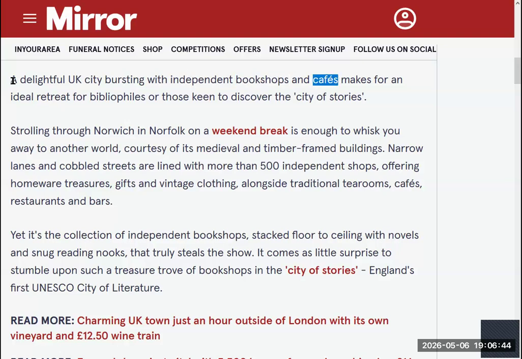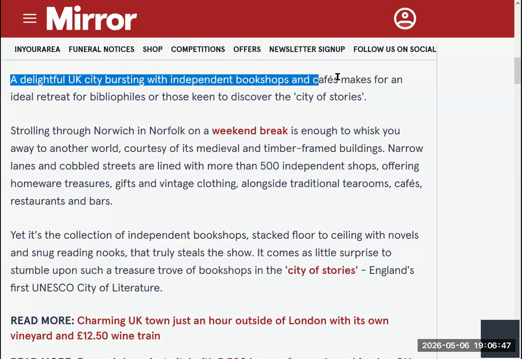So let me read that to you again, and do you want to read it back to me after I've read it? I'll read it once, and then it's your go. A delightful UK city bursting with independent bookshops and cafes. Can you read it once again, Alex? Of course. A delightful UK city bursting with independent bookshops and cafes. Yeah, that's good.